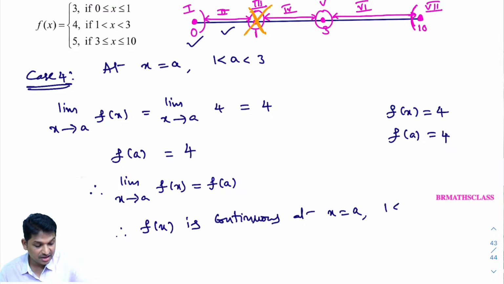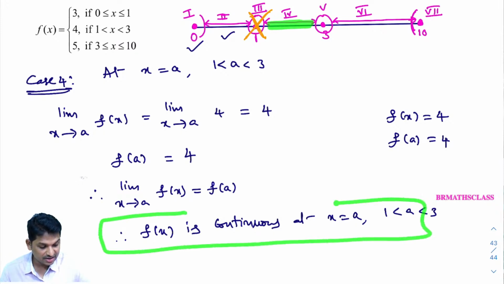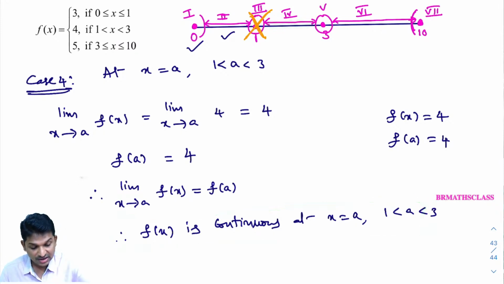In this case, a lies in between 1 and 3, so I checked the continuity in this zone, and I got that it is continuous. So in case 4, there is no point of discontinuity. Case 4 is continuous. Now I need to check the continuity of the function at 3. Now I'll check the continuity of the function at 3. So, case 5.